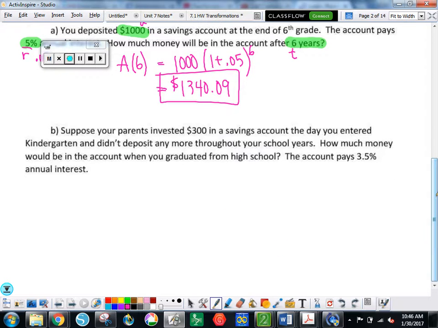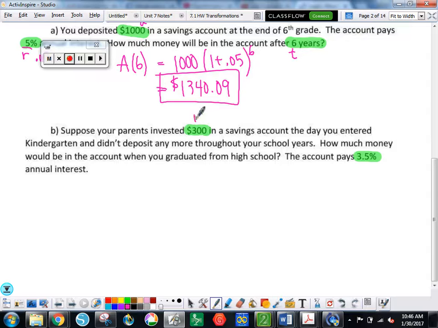Try the next one. Suppose your parents invested $300 in a savings account the day you entered kindergarten and didn't deposit any more throughout the school years. How much money would you have in your account when you graduated from high school? The account pays 3.5. So what is the 300? The initial, and what's the 3.5?